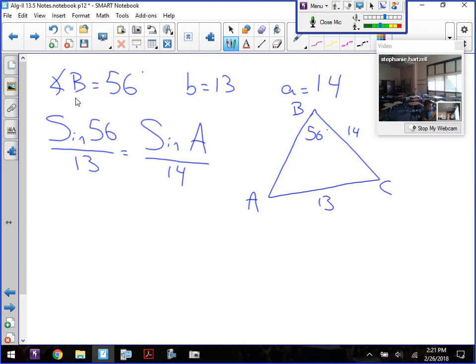Is everybody okay with me just making this one quick step then and doing this? Let's bring the 14 over. So I'm going to type that in my calculator. I'm going to get 14 sine 56 divided by 13. And then I take the inverse of that to get the angle. Inverse sine of my answer, and I'm getting 63.23 for angle A.